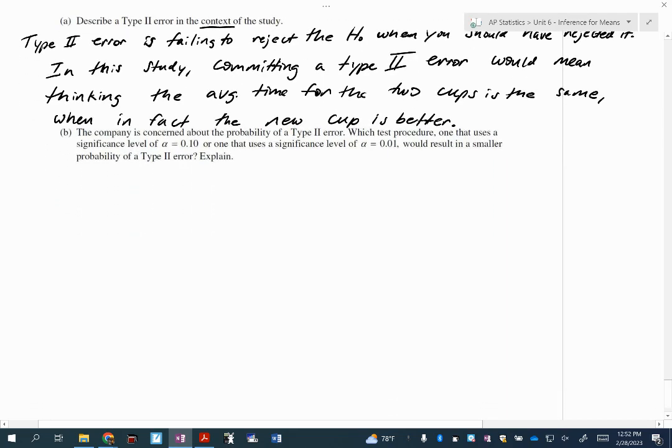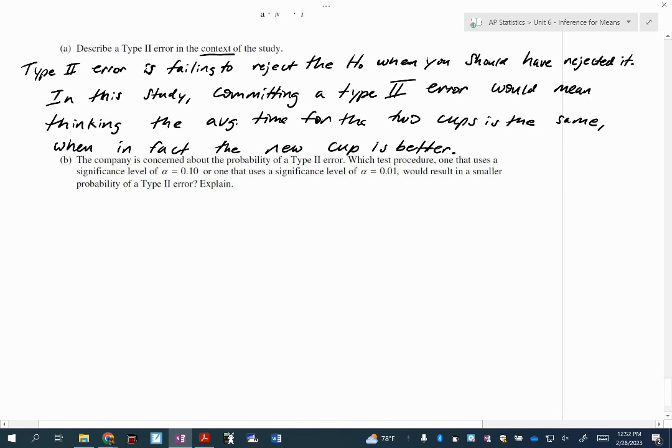Part B, the company is concerned about the probability of committing a type 2 error. Which test procedure, one that uses an alpha of 0.1 or one that uses a significance level at alpha of 0.01, would result in a smaller probability of type 2 error? Well, whenever I try to introduce type 1 and type 2 errors, I try to explain that they are always kind of working against each other. So if you want to minimize type 2 error, then your type 1 error is going to go up. If you want to minimize type 1 error, then your type 2 is going to go up. So I have an inverse relationship.